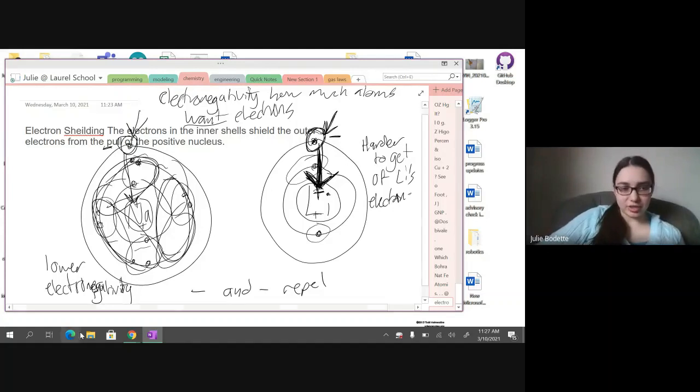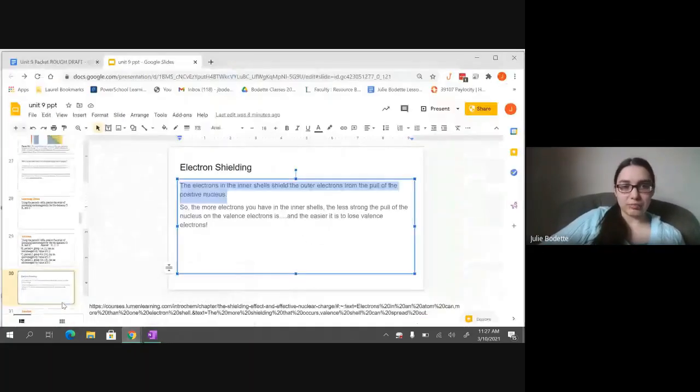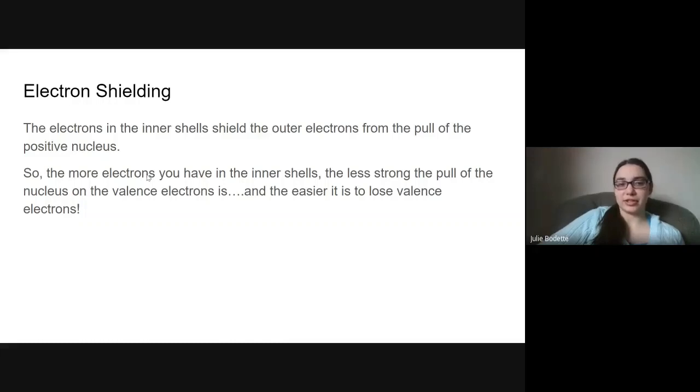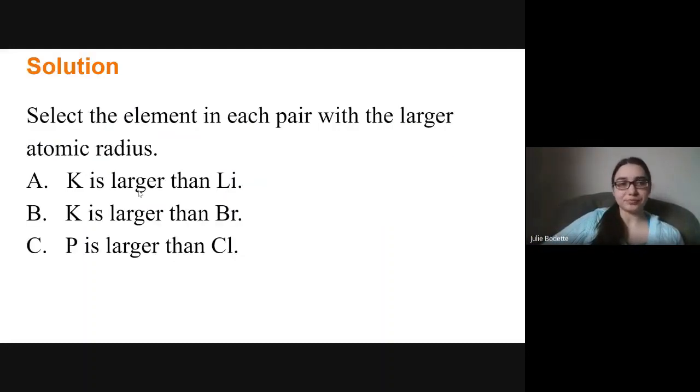Okay, so that's electron shielding. Let's go back here, right? So the more electrons you have in the inner shells, the less strong the pull of the nucleus on the valence electrons is, right? Because you have all of that negative charge and it's sort of blocking the positive charge of the nucleus from pulling in electrons. And so the more electrons you have in the inner shells, the easier it is to lose valence electrons.